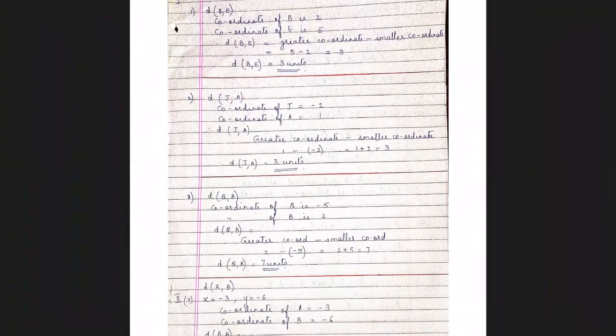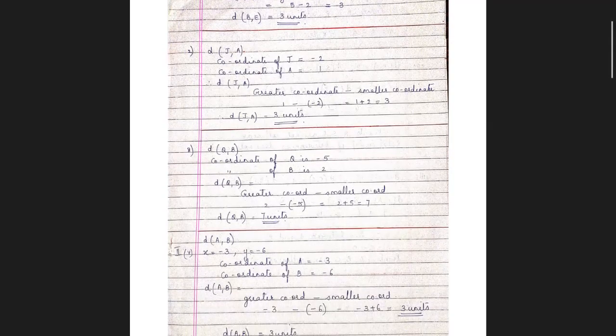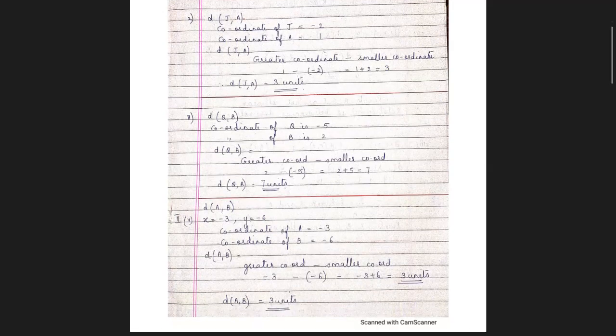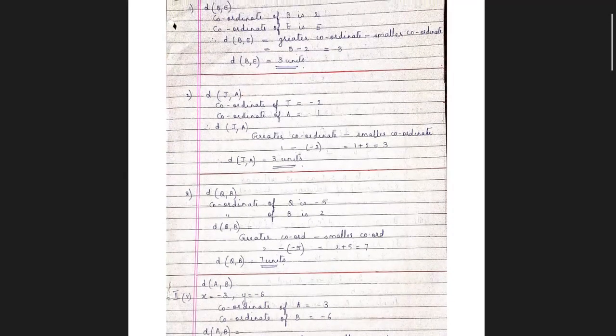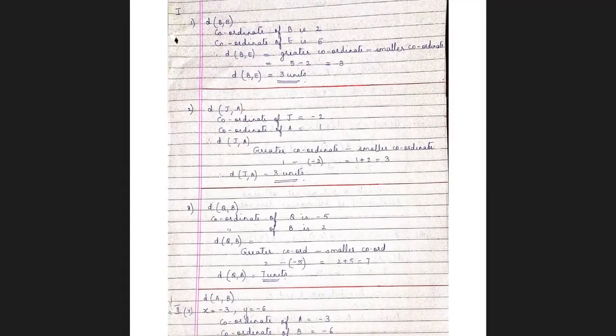Now this is the second question. Distance of J comma A. Now if you look at your textbook, the coordinate of J is minus 2. The coordinate of A is 1. Which is the bigger coordinate? Is it minus 2 or is it 1? You all know, we have learned integers. We know 1 is a bigger number than minus 2. Therefore, greater coordinate minus smaller coordinate. That is 1 minus minus 2. Minus into minus becomes plus, and therefore 1 plus 2 is equal to 3. So that's distance of J comma A, which is equal to 3 units. Okay. Now, all these questions under this heading are supposed to be done in the same method.